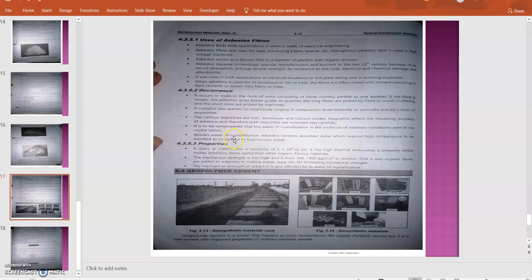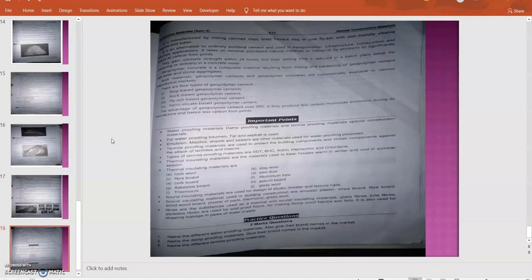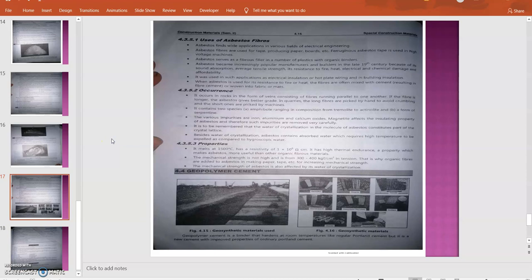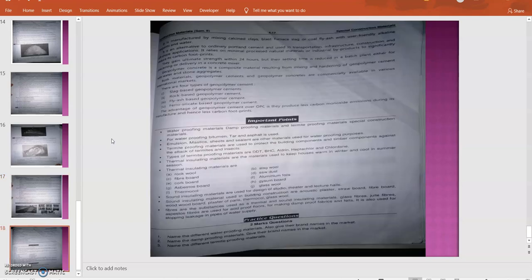Then next is geopolymer cement. Geopolymer cement is a binder that hardens at room temperature like a regular Portland cement. Some geopolymers are utilized along with the cement, which gives very good properties like flexibility, tensile strength, compression strength, and resistance to sound, thermal and electricity.